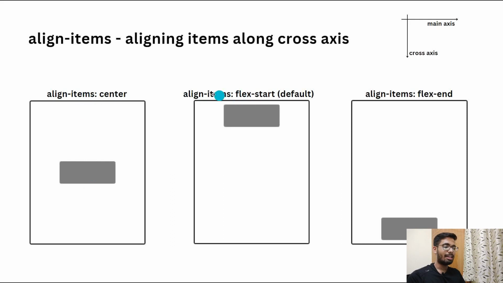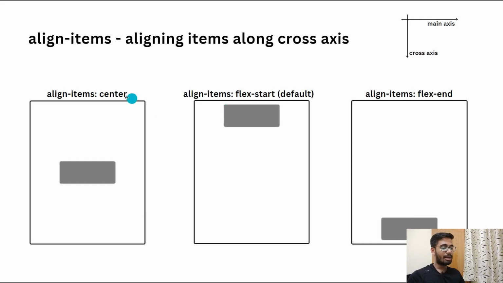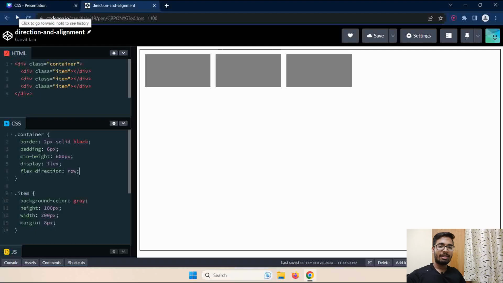Next, when align items is set to flex start, which is the default value by the way, flex items will be set at the start of the flex container, and similarly when we set it to flex end, items will be pushed down at the end of the flex container. By the way, I have just given these 3 values only: center, flex start, flex end, but there are other values as well, but most of the time we will be using these 3 values only. Okay everyone, now it's time to write some code.